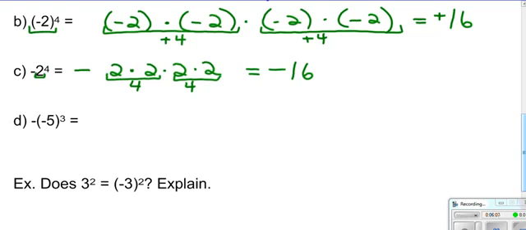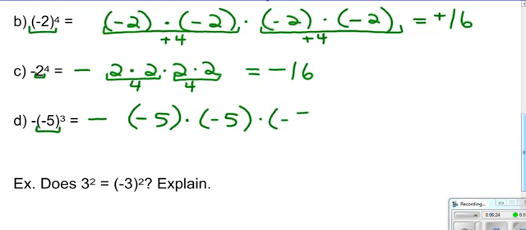Looking at D, we have a negative outside the brackets, and we have a negative 5 base. So negative 5 is our base that gets repeated. I'm going to put the negative out front, and then negative 5 times negative 5 times negative 5.